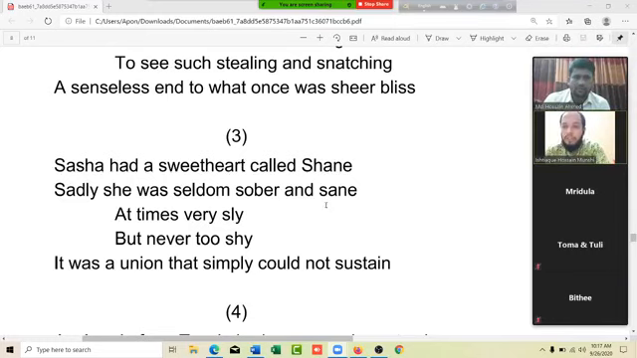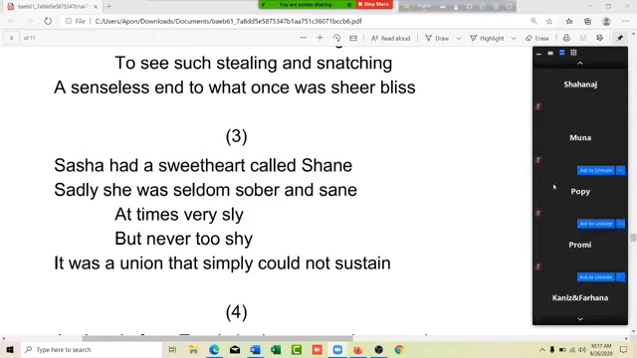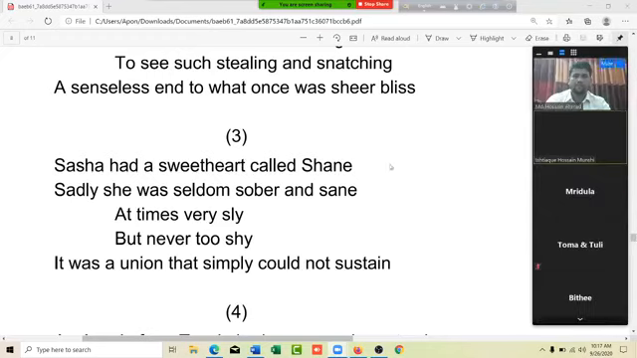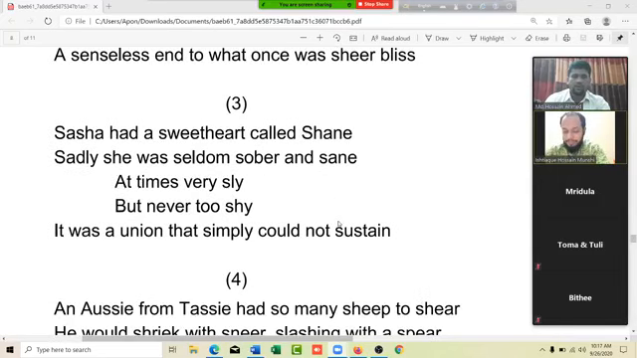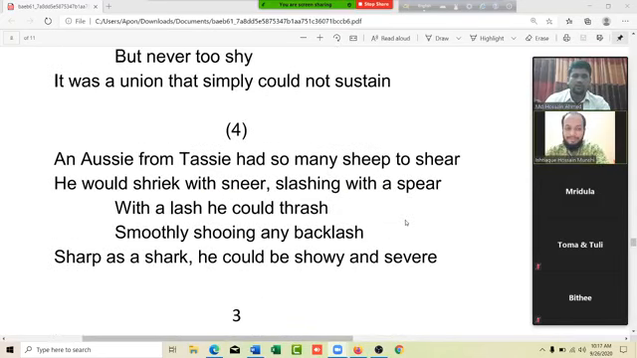Otherwise, the other words are okay, but you have some problems with other sounds like union and sweetheart. Okay, it is not sweetheart, it's sweetheart, and work on sa and sha. Okay, thank you very much. Okay, thank you. Poem number 4. Who will recite?